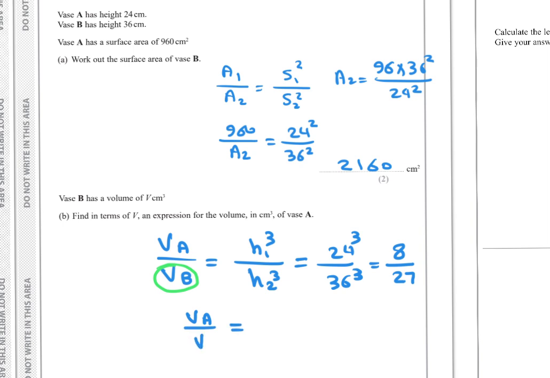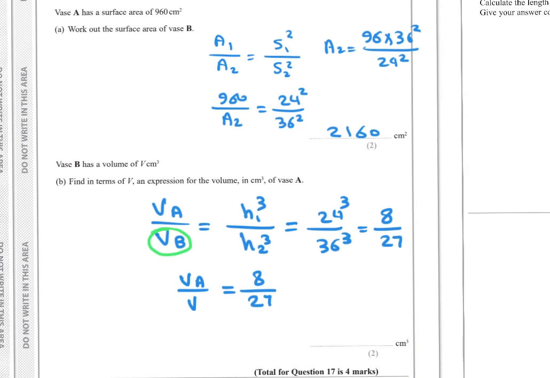So if vase B equals V, and we need to find vase A in terms of V, then vase A over V equals 8 over 27. Now to find vase A, cross multiply, so vase A equals 8 times V divided by 27, so 8V over 27. Or you can write 8 over 27 V.